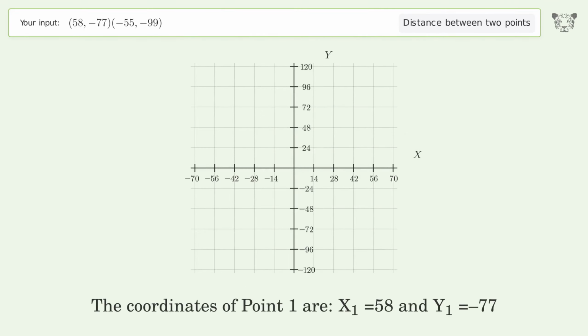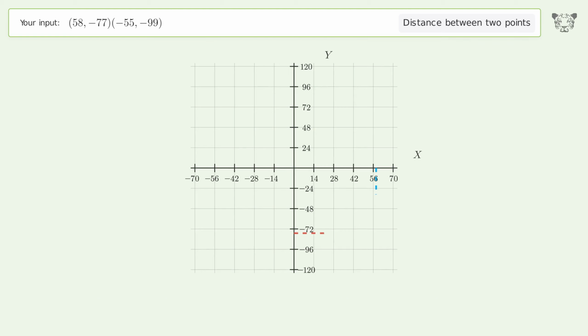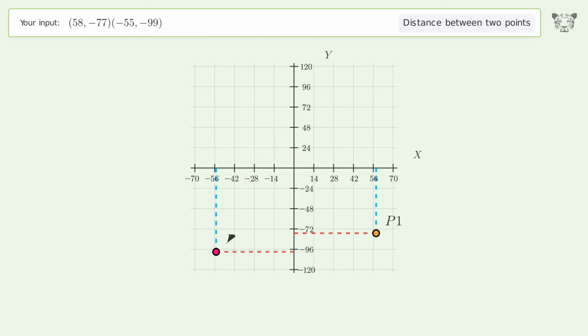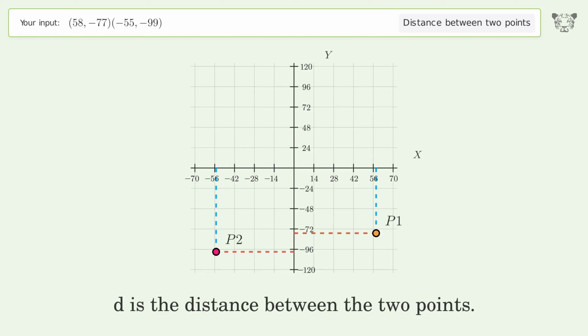The coordinates of point 1 are, x1 equals 58 and y1 equals -77. The coordinates of point 2 are, x2 equals -55 and y2 equals -99. D is the distance between the 2 points.